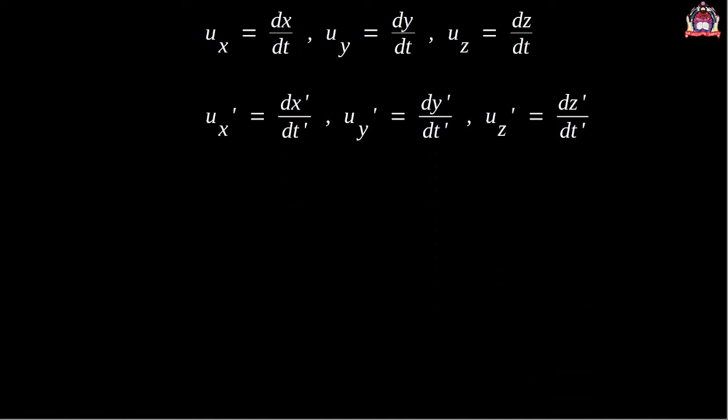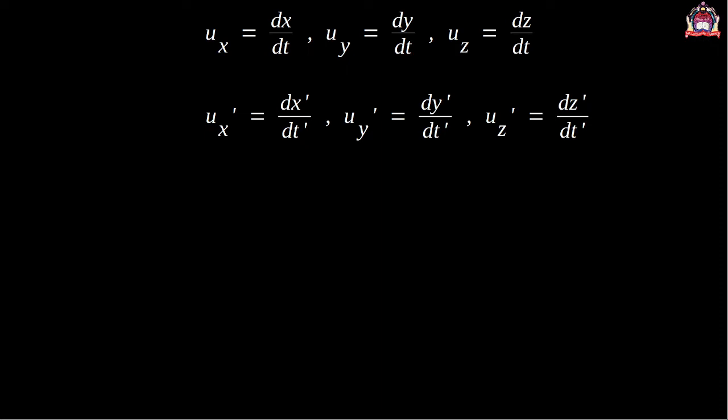ux is equal to dx by dt, uy is equal to dy by dt, uz is equal to dz by dt for the frame of reference S. Similarly, for the reference S dash, ux dash is equal to dx dash by dt dash, uy dash is equal to dy dash by dt dash, uz dash is equal to dz dash by dt dash. This is for the frame of reference S dash.